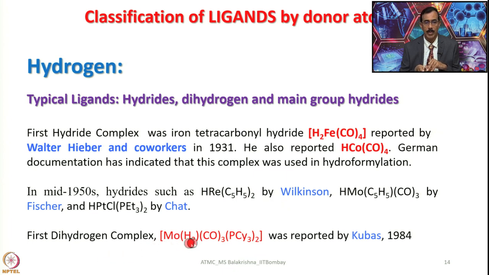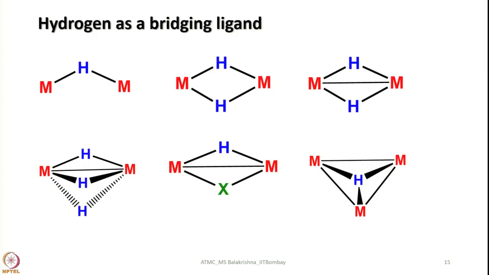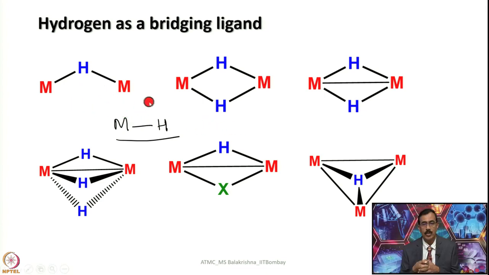The first dihydrogen complex, Mo(H2)(CO)3(PCy3)2, with tricyclohexylphosphine 2 times, was reported by Kubas in 1984. So, let us look into the coordination modes of hydrogen. There can be terminal hydrogen, something like this. So, this is terminal. Apart from this, we can also see hydrogen bridging two metal centers.